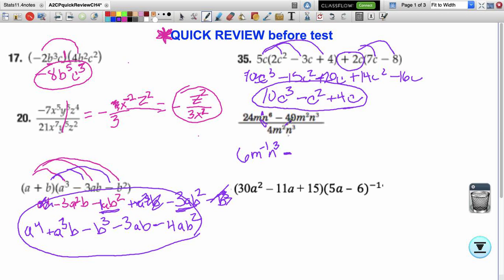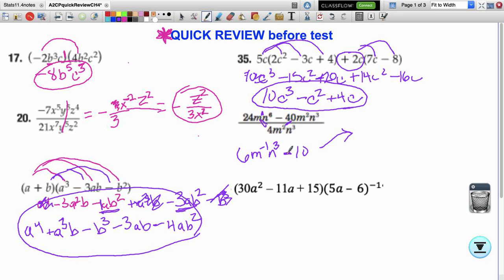Now I'm going to send the same denominator under here. So I have 40 divided by 4, which is 10. M squared over m squared, which will cancel, and n to the 3rd over n to the 3rd, which will cancel. So the only thing I need to simplify here is I have a negative exponent.